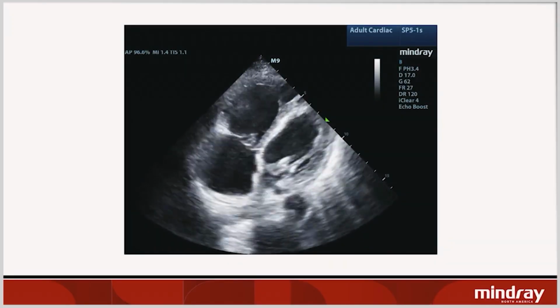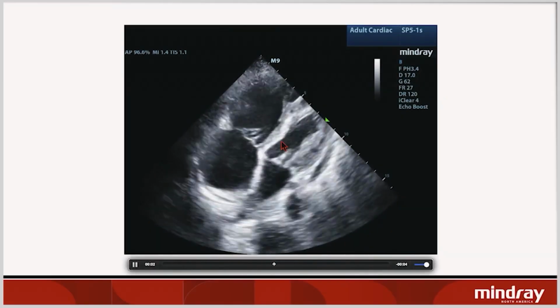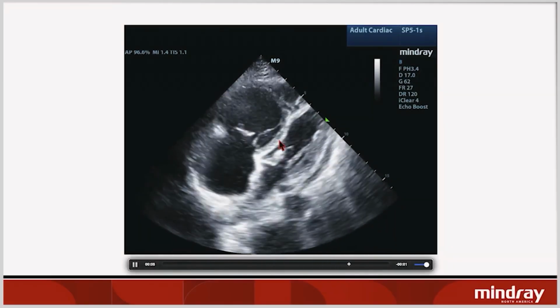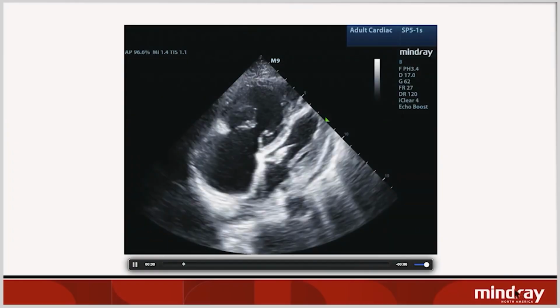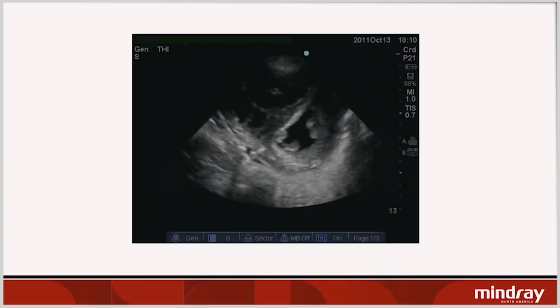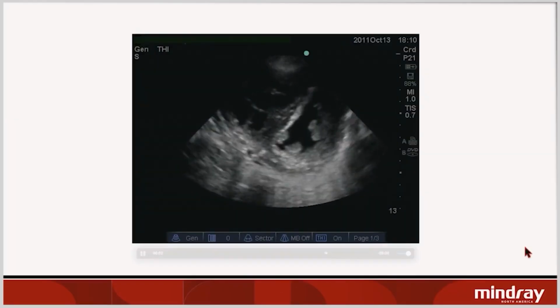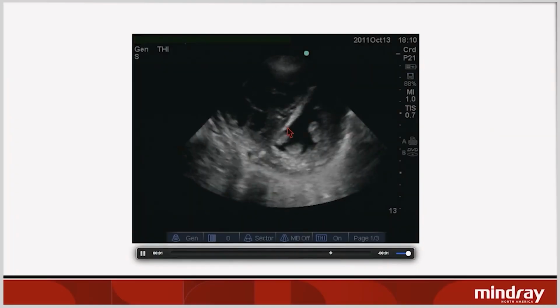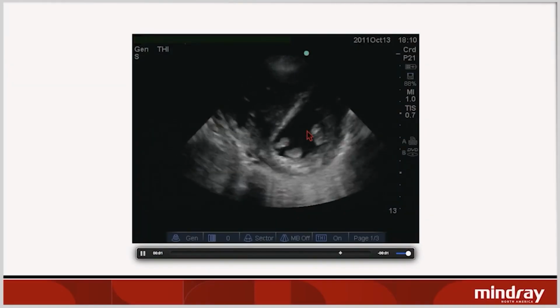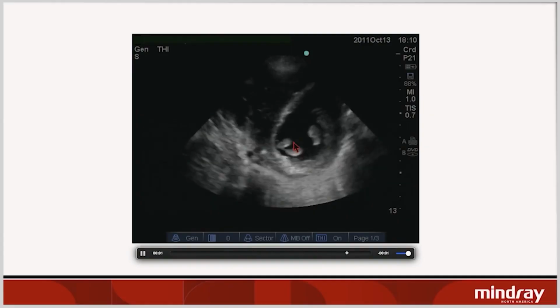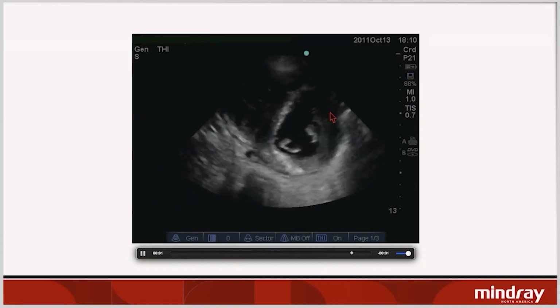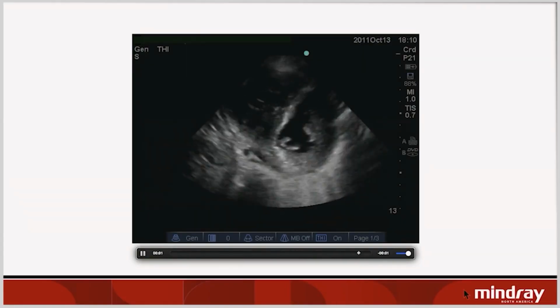So right here, you can see the septum bowing the wrong way. If you look at a short axis view of the same situation, you can see septal bowing or straightening, and that's the D sign. So that's the flat part of the D and the round part of the D.